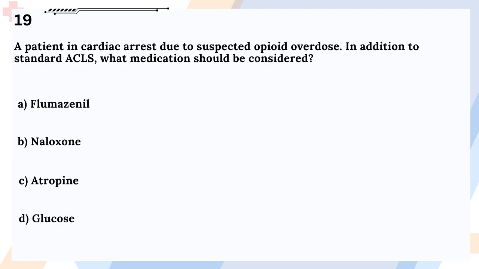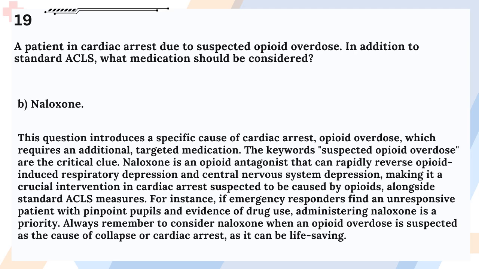Question 19. A patient is in cardiac arrest due to suspected opioid overdose. In addition to standard ACLS, what medication should be considered? A. Flumazenil. B. Naloxone. C. Atropine. D. Glucose. Answer: B. Naloxone. This question introduces a specific cause of cardiac arrest, opioid overdose, which requires an additional, targeted medication.